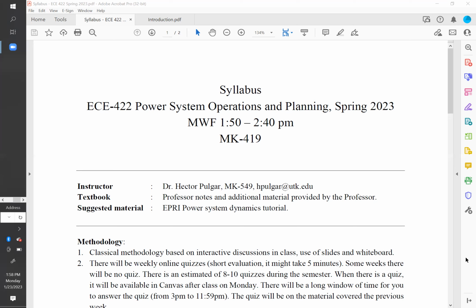In the power system you have components that can store energy. Which ones? Big power plants. These are huge masses that are rotating on a shaft, and they can store a lot of kinetic energy. Any change that they have will take time to develop. At the same time, you have other components in the system that store little energy.